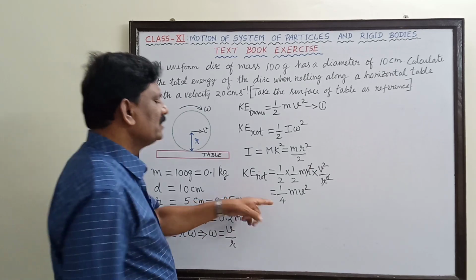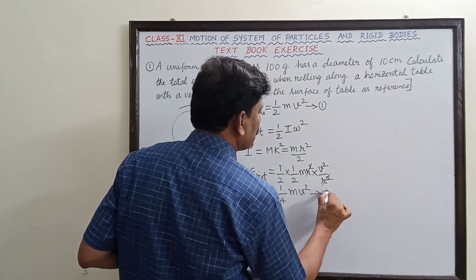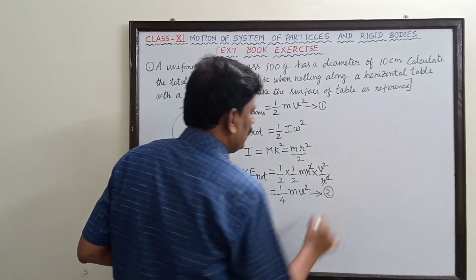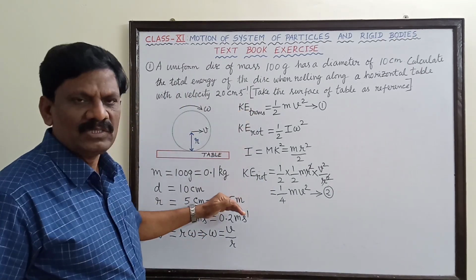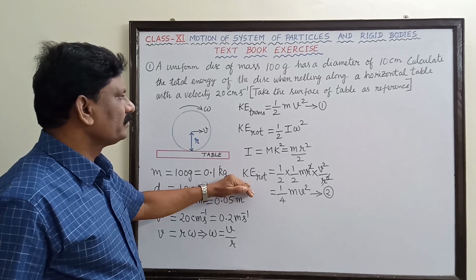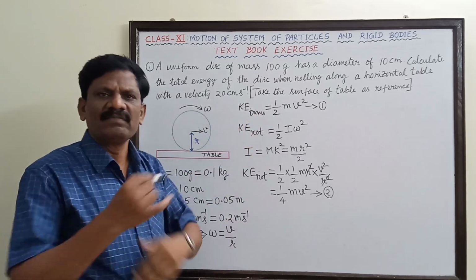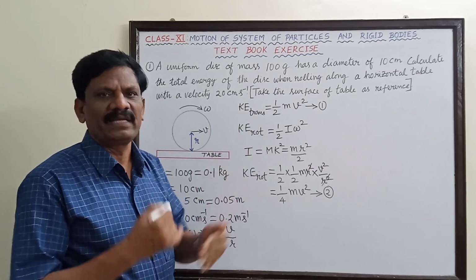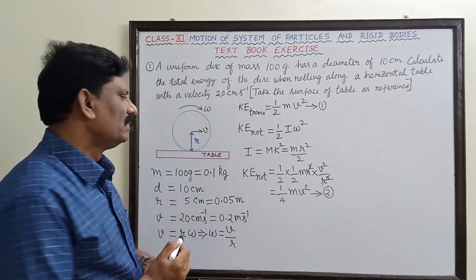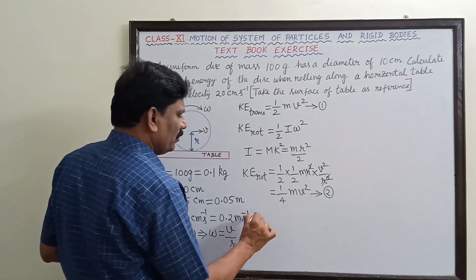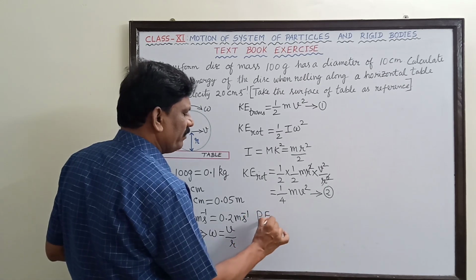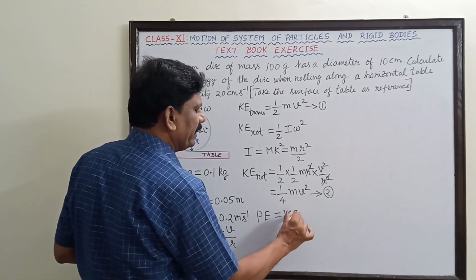Now kinetic energy due to rotational motion is how much? 1 by 4 mv square. Okay. So if I add these two, that will be the kinetic energy of the rolling motion. Is it not? The kinetic energy of the rolling motion. Anyhow, let it be as it is. Now its potential energy also we can find, that is equal to what?